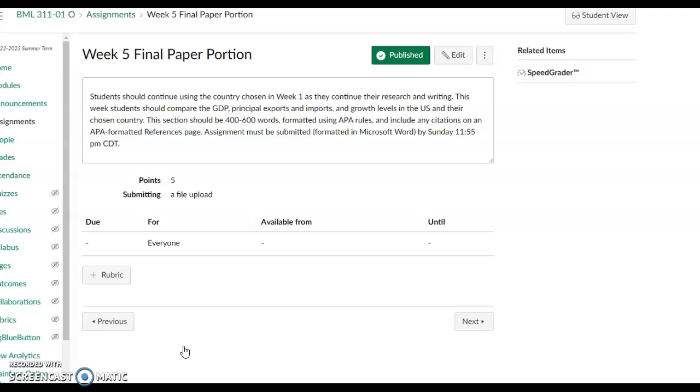Principal exports and imports, think about the different trade agreements that your country may have, as well as the United States and their trade agreements that they have with different countries. So how does that attribute to economic growth in terms of what's being imported compared to what's being exported in terms of products, goods, and services? And then also the growth levels in the United States.